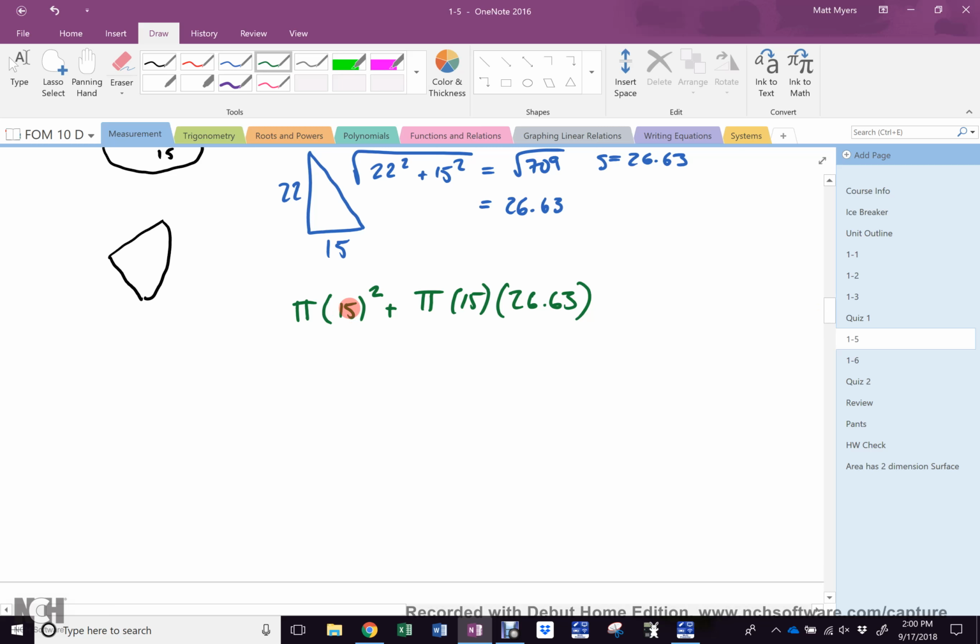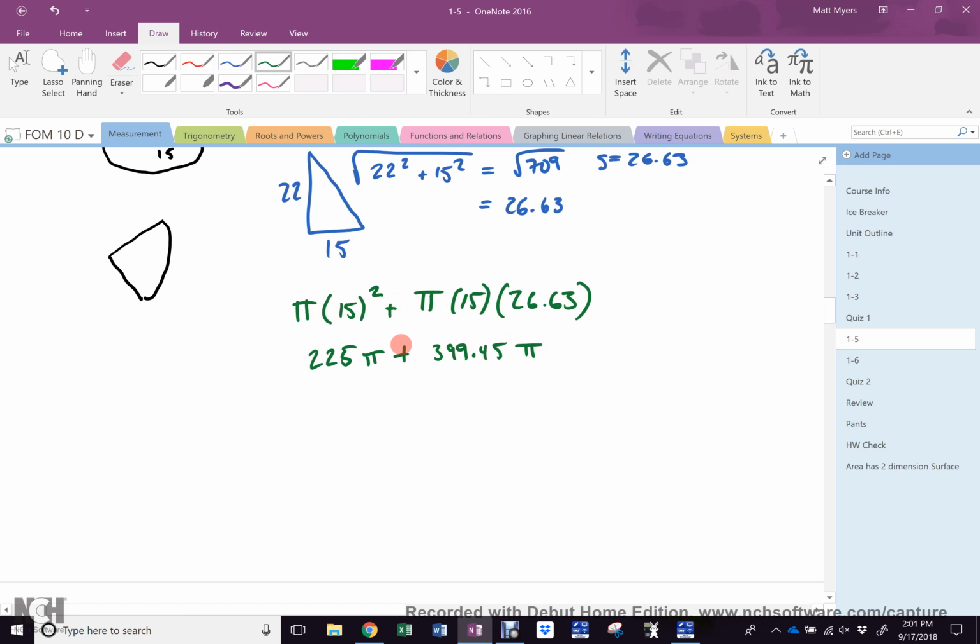Everyone with your calculator do 15 squared. Just 15 squared. It's 225. So this is 225 pi. Agreed? Because 15 squared is 225. Okay. Now everyone with your calculator do 15 times 26.63. 399.45. So 399.45 pi. Agreed? Why pi? Well, because the pi is still in here, isn't it?